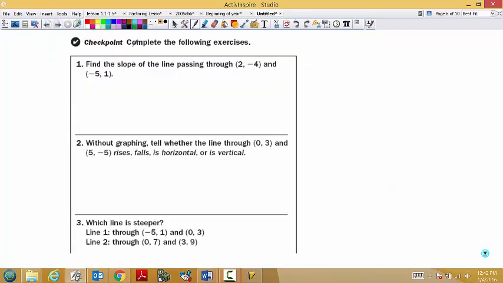Find this. So take a minute, pause the video, try these, and then come back and I'll work them out for you. You're back. So this would be x1, y1, x2, y2. So it would be 1 minus negative 4 over negative 5 minus 2. So that's 5 over negative 7.